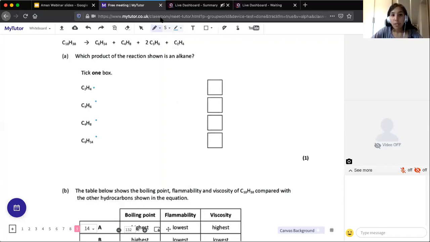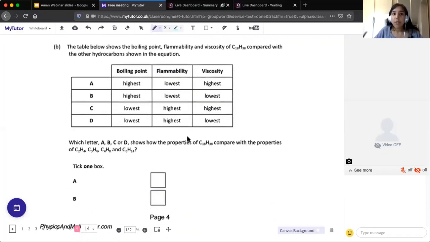So well done to everyone that said the fourth one. So the correct answer is C6H14. Okay, so this is a typical exam question.